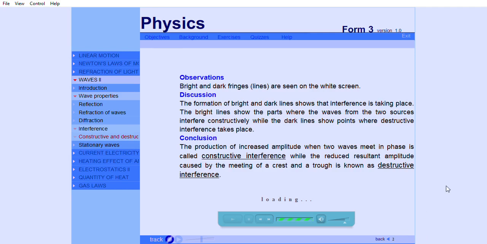Observations. Bright and dark fringes, that is lines, are seen on the white screen. Discussion. The formation of bright and dark lines show that interference is taking place. The bright lines show the parts where the waves from the two sources interfere constructively, while the dark lines show points where destructive interference takes place. Conclusion. The production of increased amplitude when two waves meet in phase is called constructive interference, while the reduced resultant amplitude caused by the meeting of a crest and a trough is known as destructive interference.